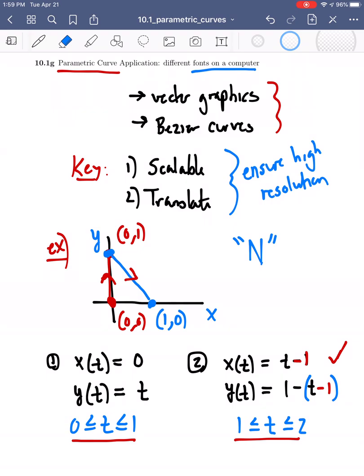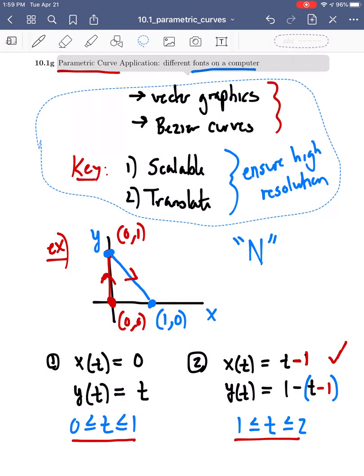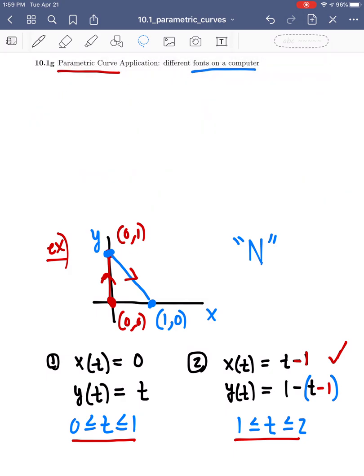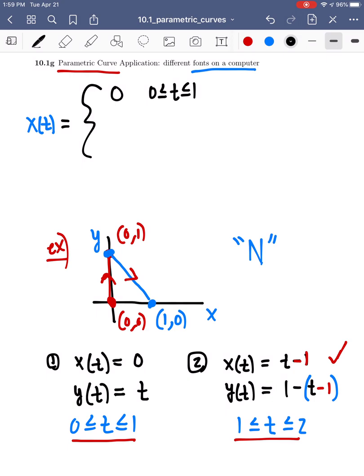So let's just summarize what we've found so far. And I'm going to erase some of this top stuff. So far what we've found is that our x equation can be written as a piecewise function where x is identically equal to 0 for t values between 0 and 1. Then we found x is equal to t minus 1 for t values between 1 and 2.